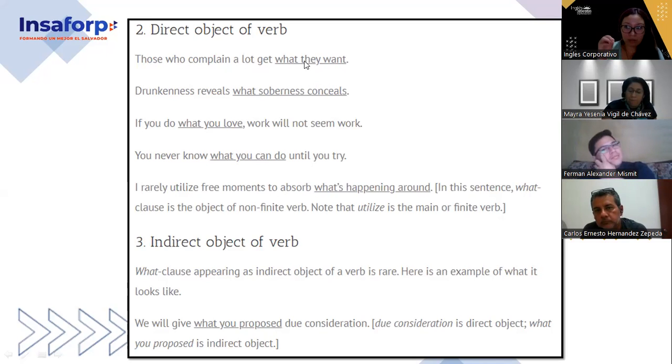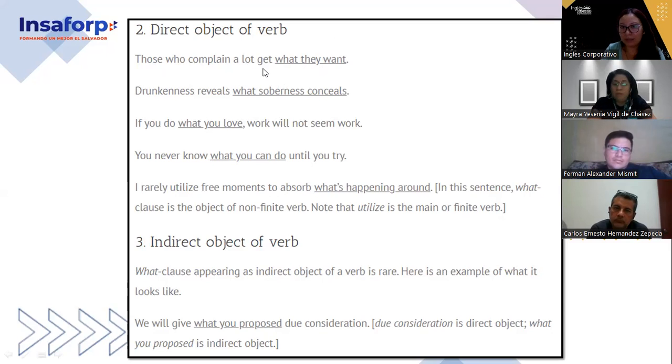Anteriormente vimos que la what clause se vuelve parte del sujeto. En este escenario, la what clause se vuelve parte del objeto, del que recibe el verbo. ¿Okay? Los que se quejan bastante consiguen lo que quieren. ¿Okay? Lo que quieren está recibiendo el verbo conseguir. Right. La siguiente. Drunkenness reveals what soberness conceals. La ebriedad revela lo que la sobriedad esconde.